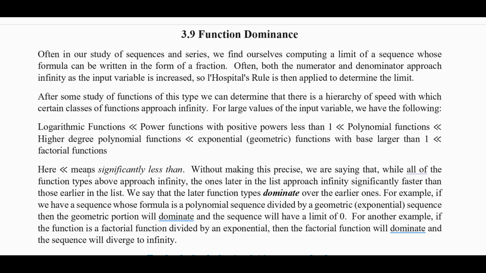Okay, so the ones later in the list approach infinity significantly faster than those earlier in the list, and L'Hopital's rule can help us explain that, as we saw in our last example. But we say that the later function types dominate the earlier ones. For example, if we have a sequence whose formula is a polynomial sequence divided by a geometric exponential sequence, then the geometric portion will dominate, and the sequence will have a limit of 0. So the bottom getting big makes the fraction want to go to 0. The top getting big is pushing it toward infinity. In this case, it's the bottom that dominates, so it's going to have a limit of 0.